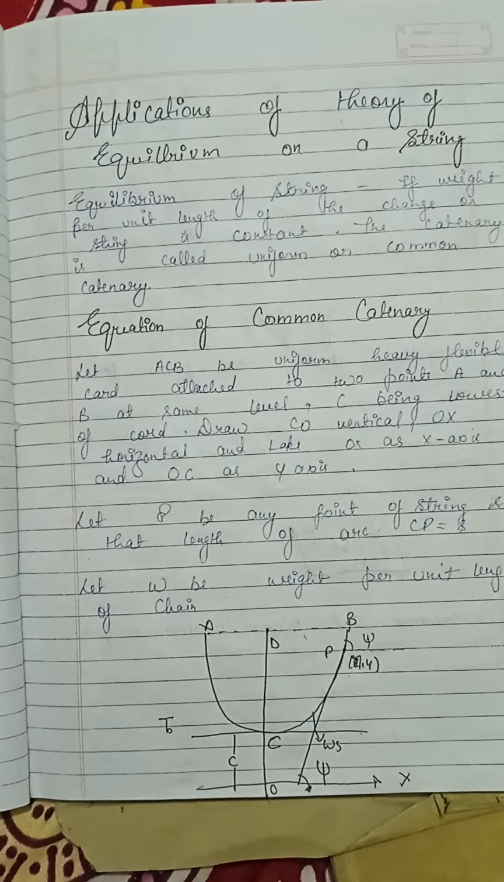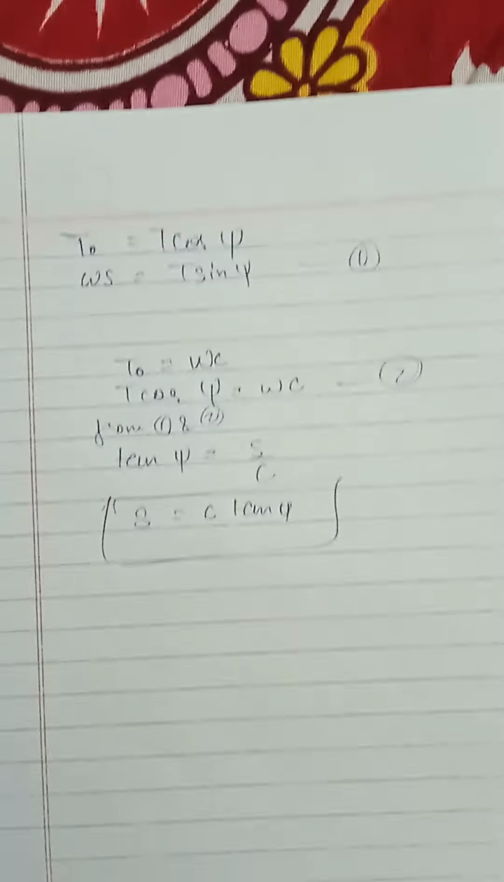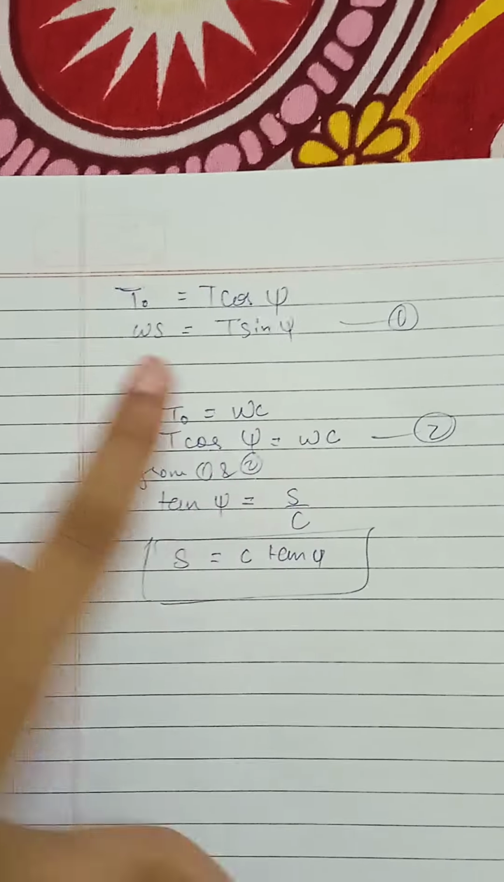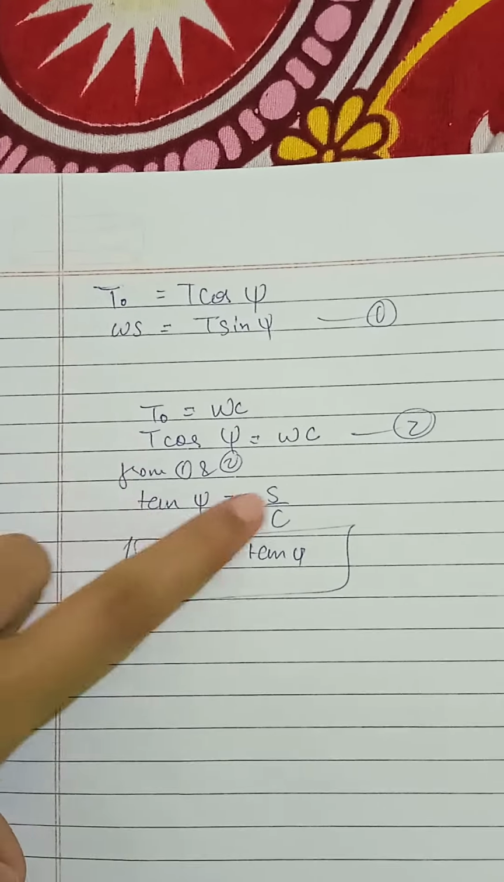All these three forces will meet at one point for the string to be in equilibrium. Resolving these forces horizontally and vertically, we get T naught is equal to T cos psi and Ws is equal to T sin psi. So here it is written, which I have told you. Now let us suppose that the tension at the lowest point is equal to the weight of the length c of the string, so that T naught is equal to Wc, T cos psi is equal to Wc. Now from the first and second equation we get tan psi is equal to s upon c, so s is equal to c tan psi.